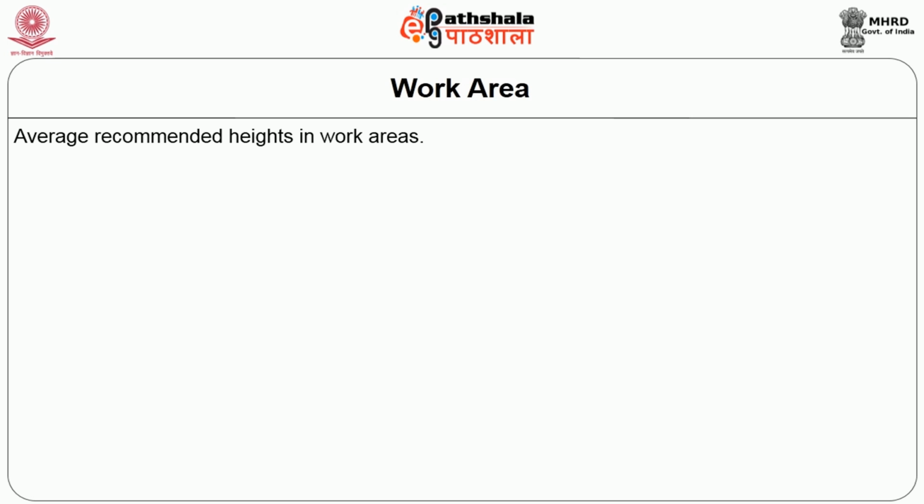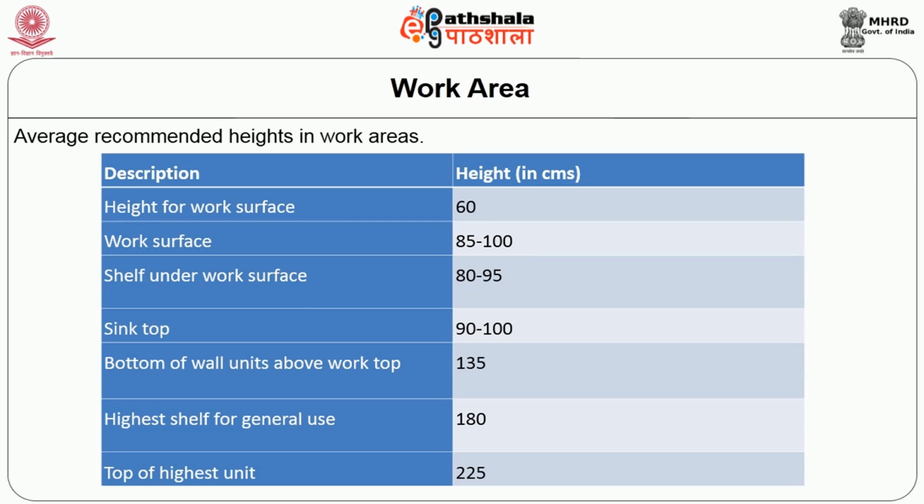For example, the height for the work surface is usually 60 centimeters from the bottom of the floor, and the work surface in general can vary from 85 to 100 centimeters. The shelves under the workspace can be a little less than the work top, which is 80 to 95 centimeters, and the sink top is usually between 90 and 100 centimeters so as to ease the movement of work equipment from the sink tops to the other working spots.